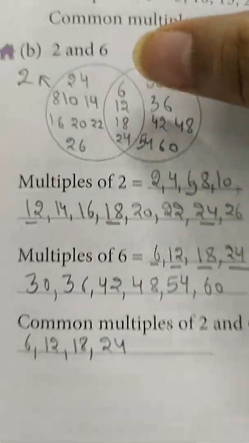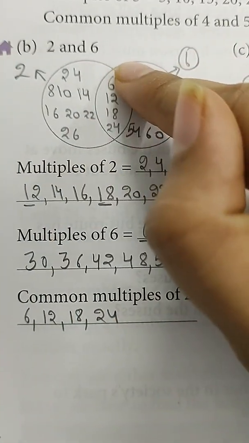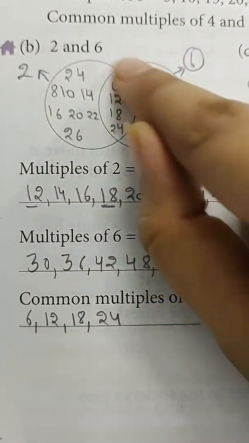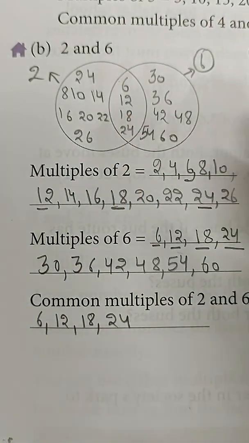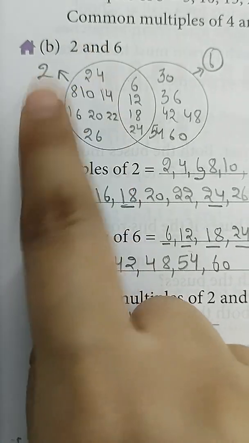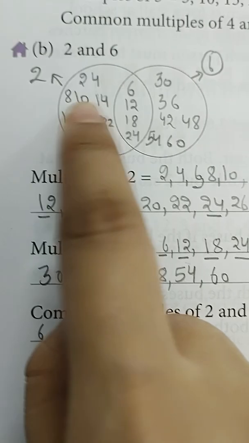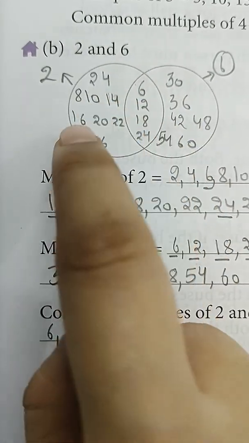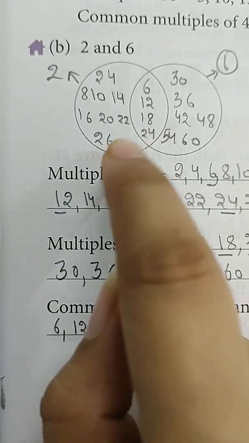Now what we are going to do is put it into a Venn diagram. So common multiples you write first: 6, 12, 18, 24 in the intersection. This is called a Venn diagram. Now you start writing the other numbers that are given to you. So we start from 2 as this is the multiples of 2. So 2, 4, 6 we have already written, 8, 10, 12 we have written here, then 14, 16, 18 we have written here, 20, 22, 24 we have written here, 26.